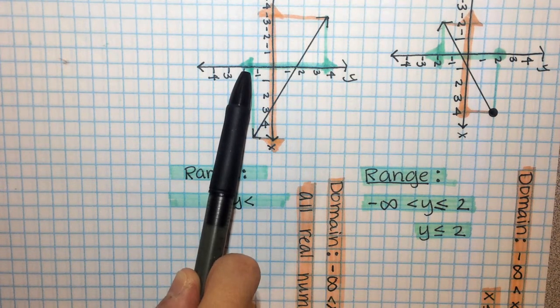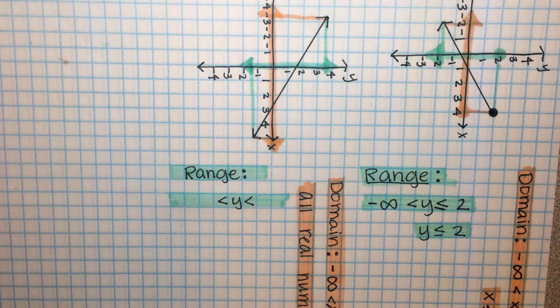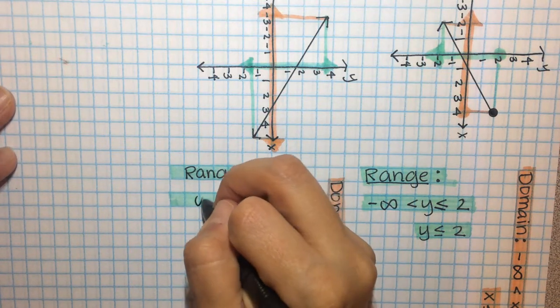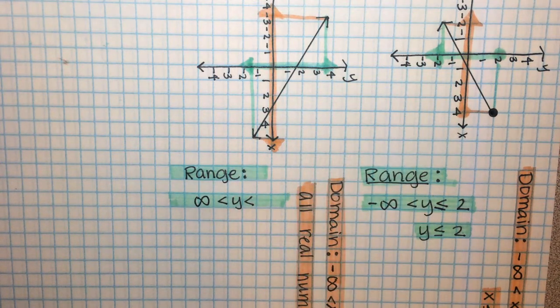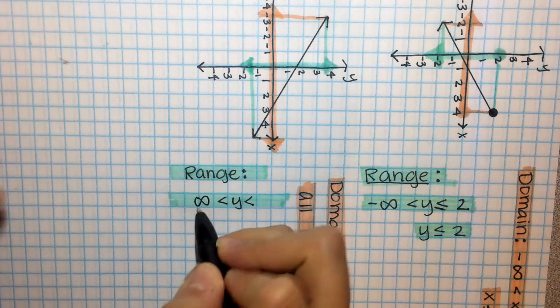So at the start of my line, it's an arrow. What does that mean? It's going to go on. It's infinity. And which direction is it pointing to? My negatives or my positives? So negative infinity.